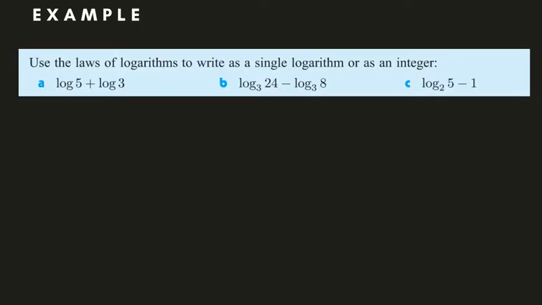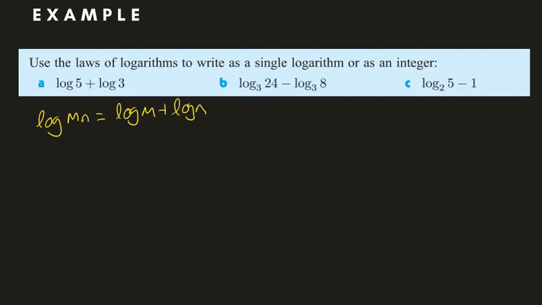So let's start off with log 5 plus log 3. Now you'll notice that there's no base here, it's base 10. The base is irrelevant as long as they're the same. So we're going to use this rule. Now remember, I'll write it in shorthand, but log of mn is log of m plus log of n.